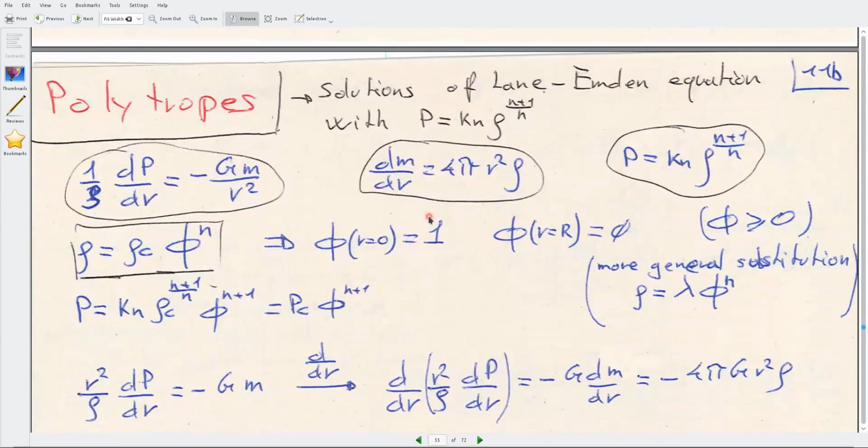And then polytropes, but I think we stop here because technically we're going 1 hour more than we should.